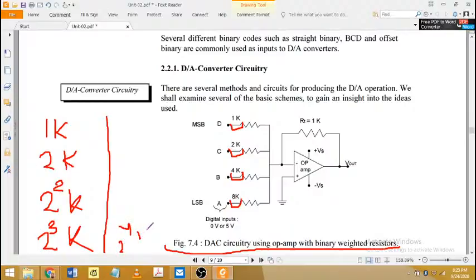So you can see that all the resistances are binary weighted, meaning their weights are as per binary. The smaller the weight of the bit, the higher will be the resistance. You can see the LSB has the highest value of resistance, and the MSB has the lowest value of resistance. Then this is another, the feedback resistance. Normally we keep it as 1k, or the smallest resistance that we are using here. And this is the op amp.